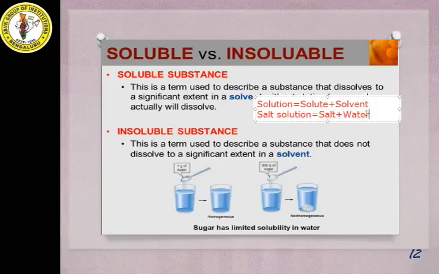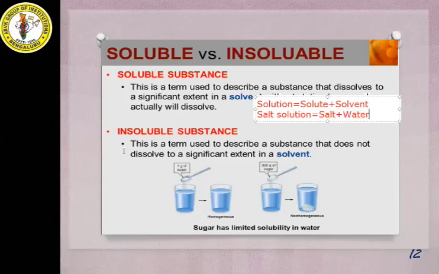So salt plus water becomes salt solution. Salt will be a solute and water will be a solvent. Understood? This is the main point you need to understand here: solute plus solvent will always give you solution. Solute example: salt. Solvent example: water. Water is called the universal solvent.